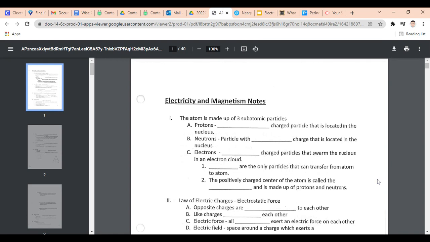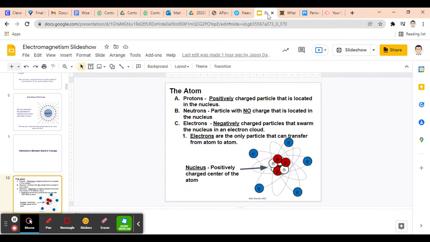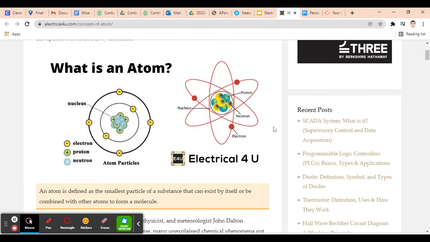Today's discussion is about the atom, and this is at the beginning of your electricity and magnetism notes on the first page where it talks about the atom. We will come back to this slide, but before I do that, I want to talk to you about the atom and what is the atom.